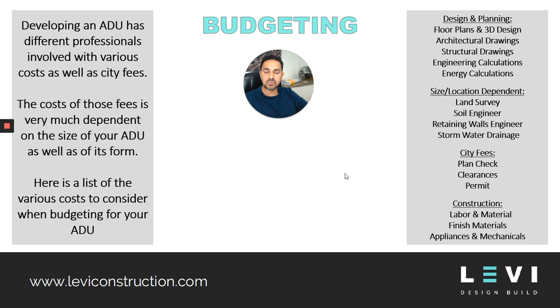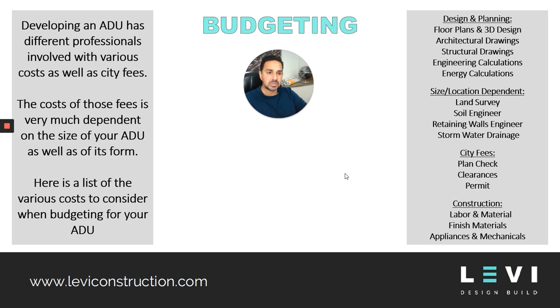Next things to budget for are architectural drawings, that's going to be done by either a drafter or an architect. Those are the actual construction drawings. From that, the structural engineer will need to do his drawings and calculations that you will need to budget for as well. And lastly, on those drawings are going to be your energy calculation, which is the Title 24.